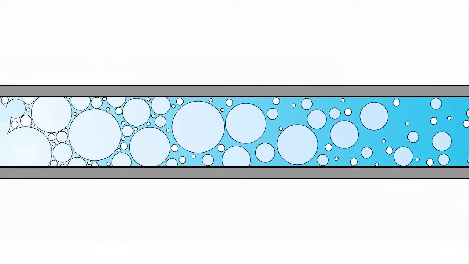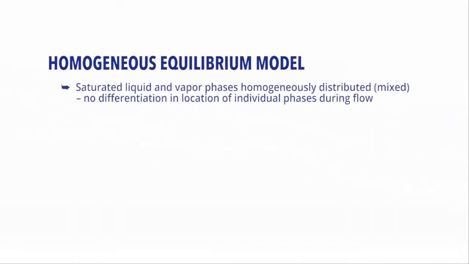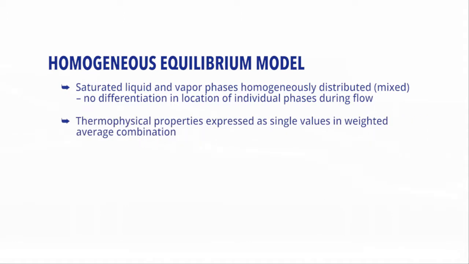By this time, I'm sure you have noticed that the mixing of phases in Flownex is handled in a homogeneous manner. This approach is called the homogeneous equilibrium model. It means that there is no differentiation made in location of individual phases during flow. So the saturated liquid and vapor phases are homogeneously distributed or mixed. It also implies that the thermophysical properties are expressed as single values in weighted average combination, as discussed in our first video.